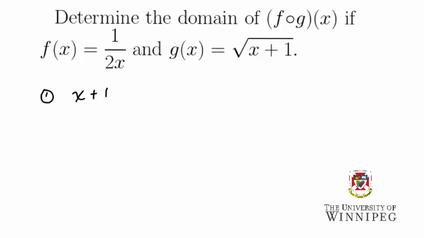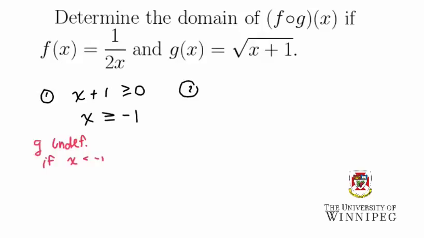Because g of x is a radical function, this means we want x plus 1 to be greater than or equal to 0, and we can solve for x here to get x must be greater than or equal to negative 1. This is the domain of our radical function g of x, so this means that g is actually undefined when x is less than negative 1. So we're going to hold on to that as we work through our second piece.